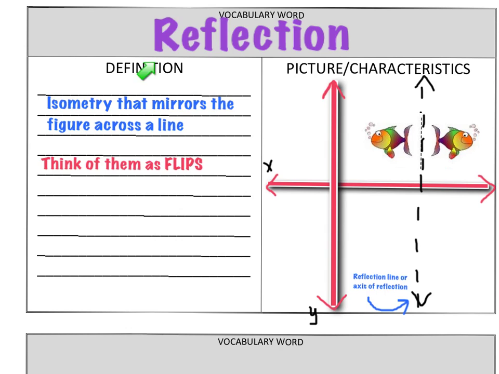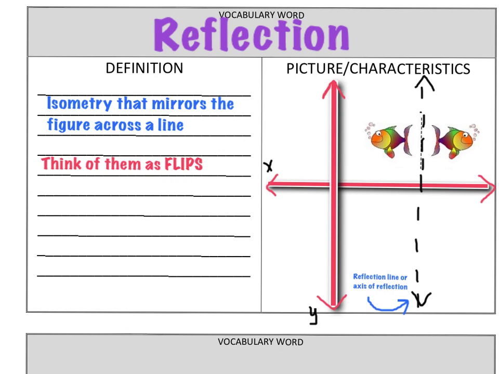Okay, next we have reflection. A reflection is an isometry. That means it keeps its size and shape, and it mirrors the figure across a line. So just think of reflections as flips. You flip the image over.